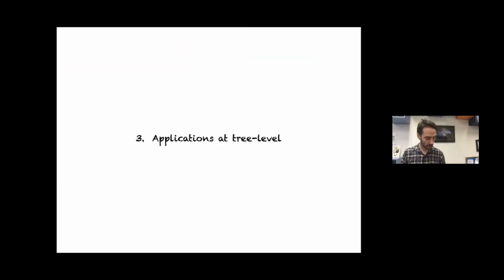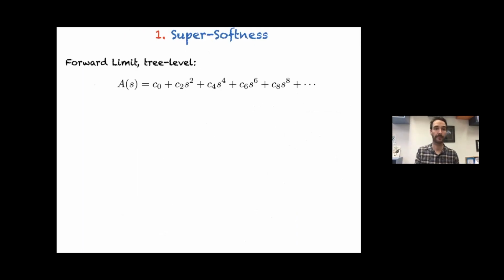So this is all beautiful. It carves out the space of theories, but let me actually try to trigger a bit more of your attention with some applications, starting at tree level. We only mentioned the forward limit so far. At tree level, the amplitude is just a polynomial in s squared, where the coefficients are just the C that I defined already in the introduction.